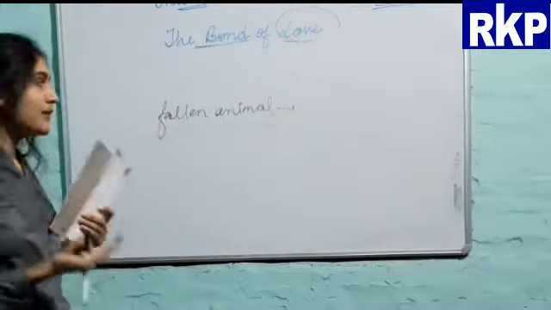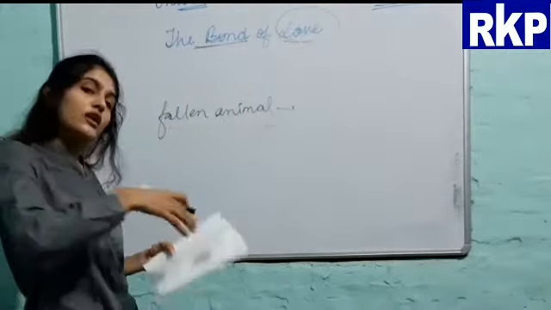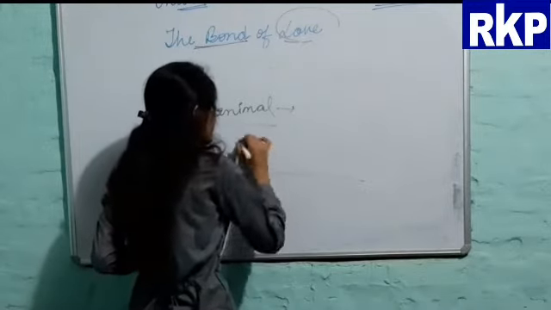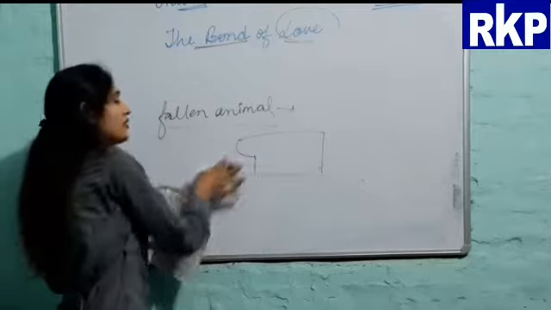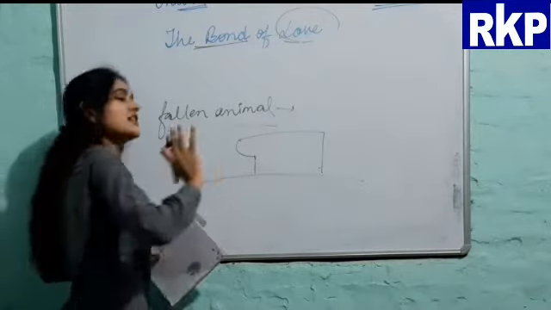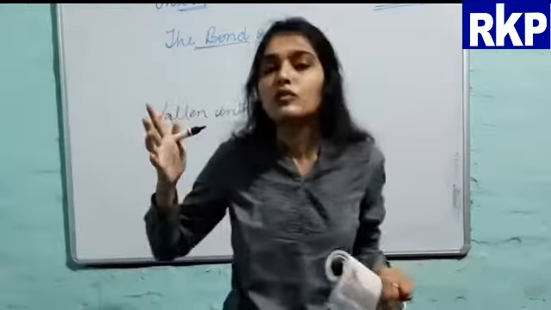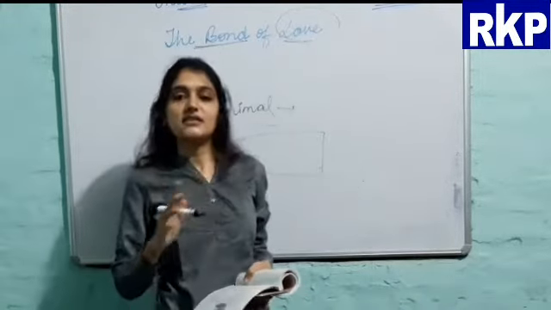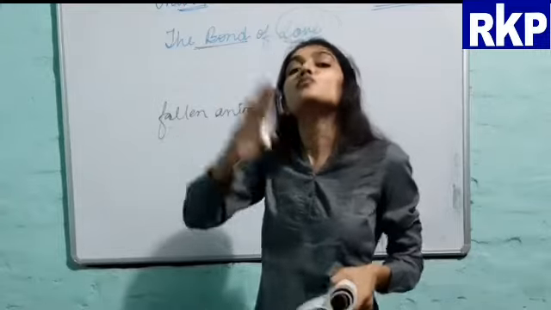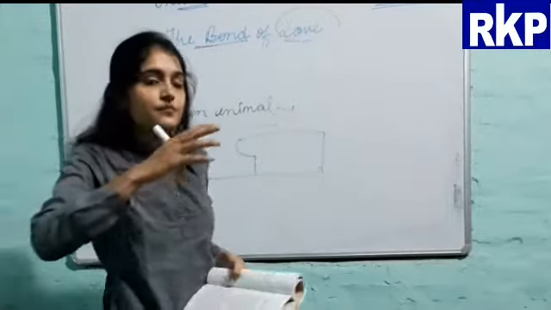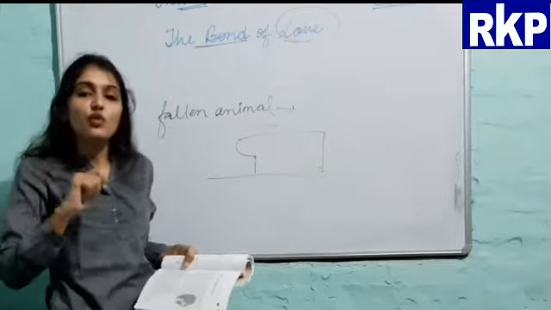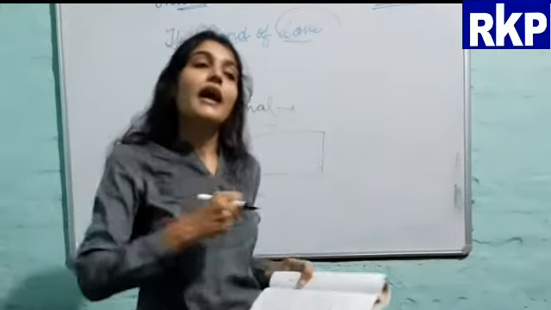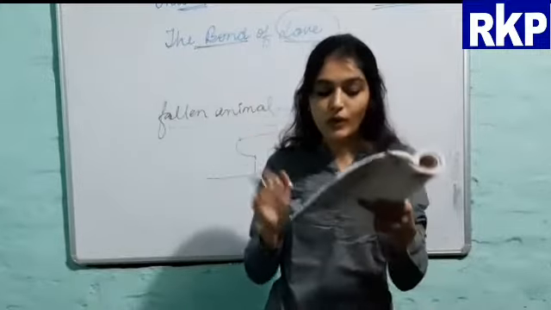Now what was happening as the bear fell? Suppose this is the ground and the bear was standing over here. And as it was shot, it fell down. Clear? And as it fell down, its body should not move, because it is dead now, it is non-living. But we notice that there was movement in the fur of the bear. The fur was moving. And we notice that something came out of that fur and it ran away. Clear? What was it now?